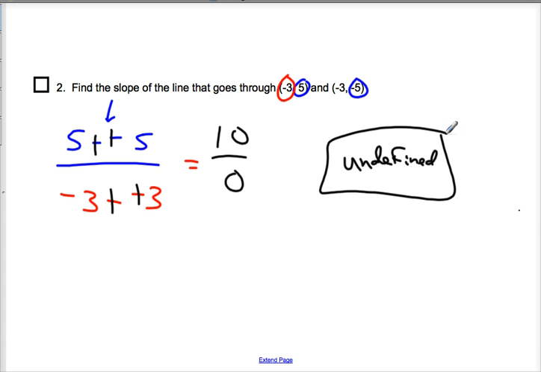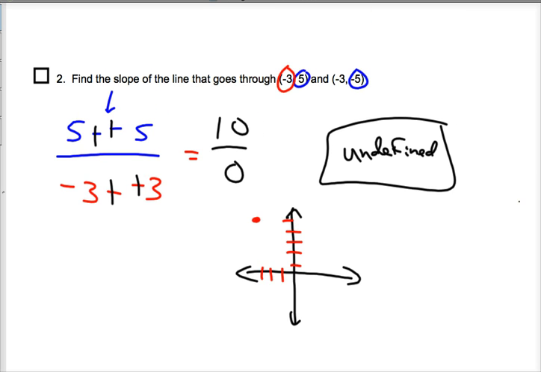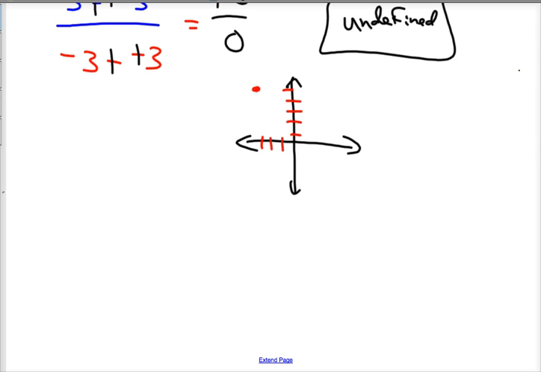That would have represented a vertical line. Okay? These points go through a vertical line. I could show that to you. I could sketch a real quick graph here. The first point was at negative 3, 5. So negative 3, 5, that would be 3 left, 1, 2, 3, and 5 up, 1, 2, 3, 4, 5. That would be right here, 3 left, 5 up. And then the second point, reminder here, was negative 3, negative 5. Well, negative 3 is 3 left still, but then the negative 5 is 5 down.